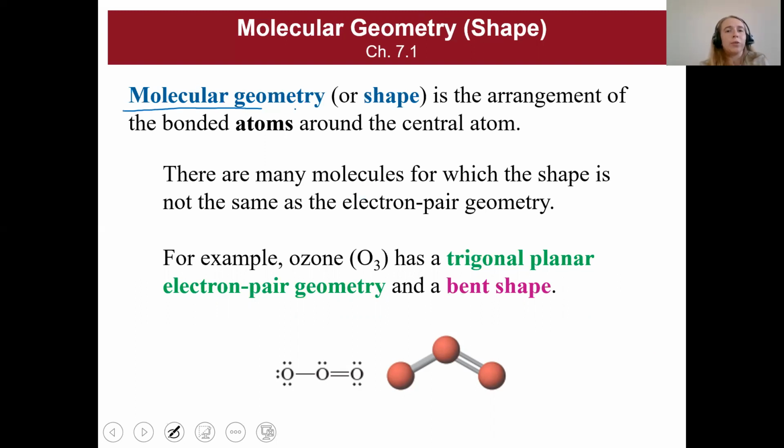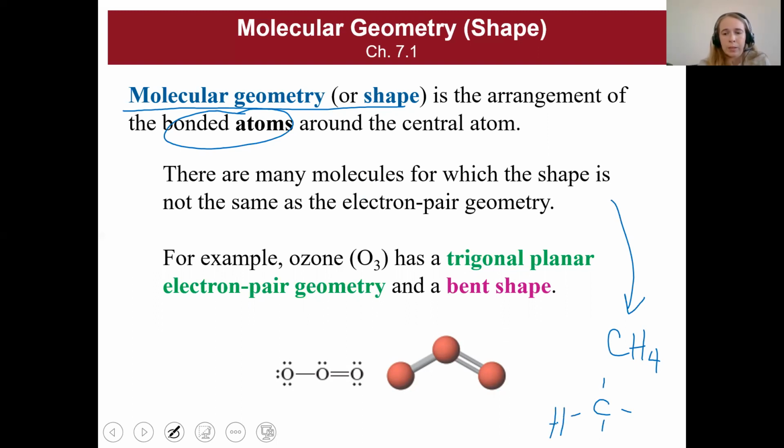When we only care about the bonded atoms, when we care about the things that we could see if we looked at it under an electron microscope, now we're talking about the molecular geometry, or the shape. We're talking about the arrangement of the bonded atoms only. We're not talking about lone pairs anymore. So lone pairs are out around the central atom. There are many molecules for which the shape is not the same as the electron pair geometry. So for example, there are some where it is the case, like CH4, that tetrahedral molecule.